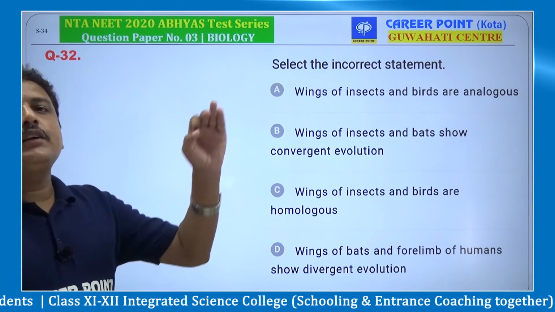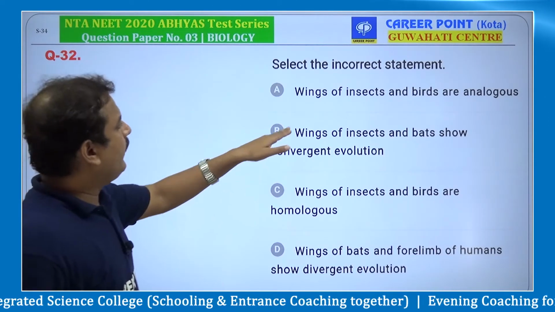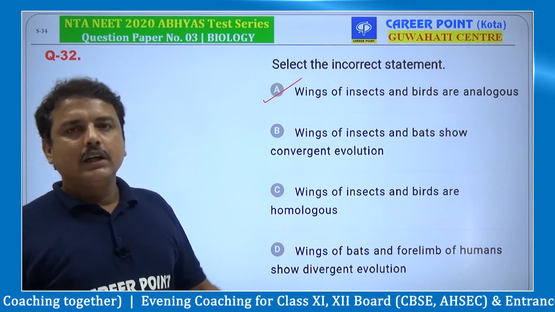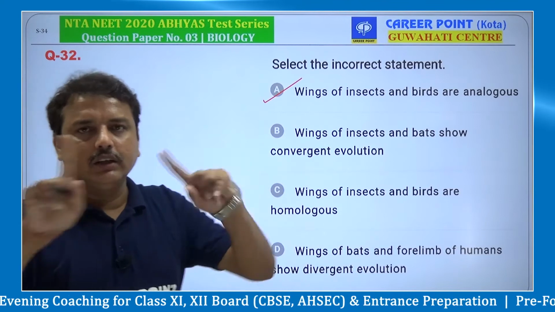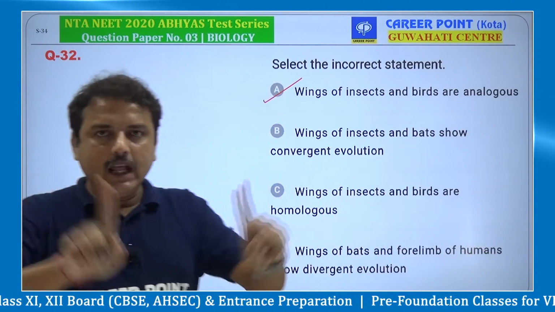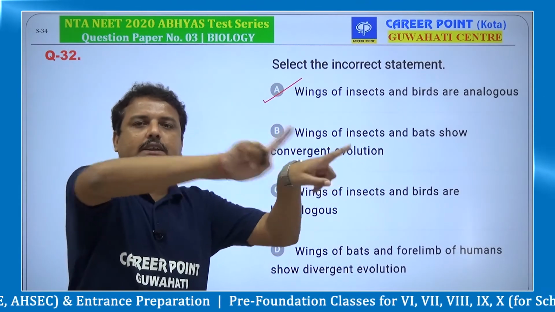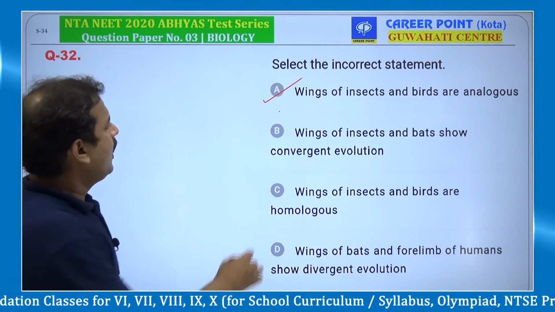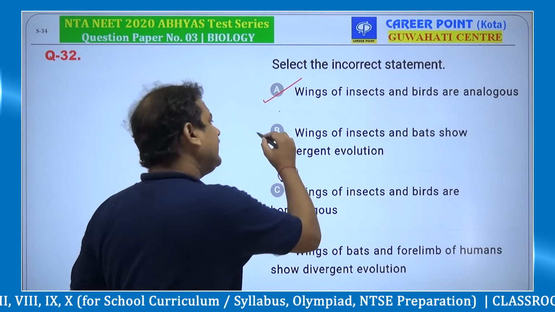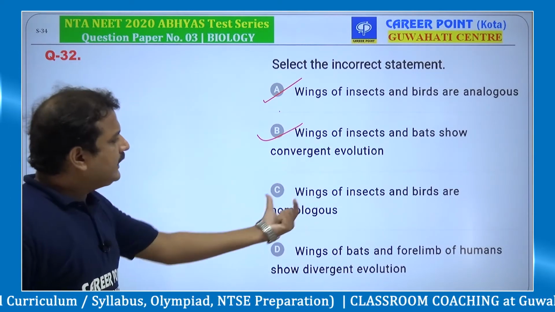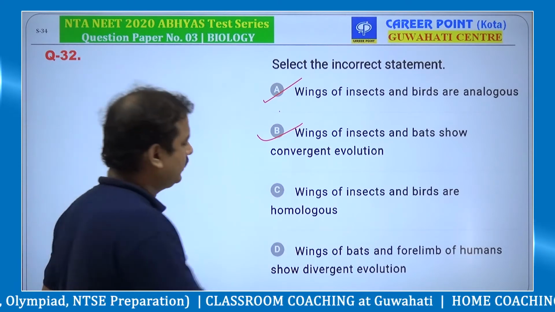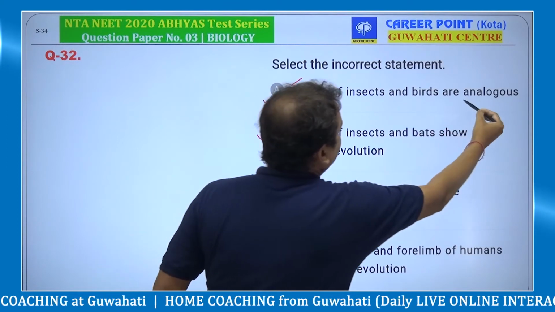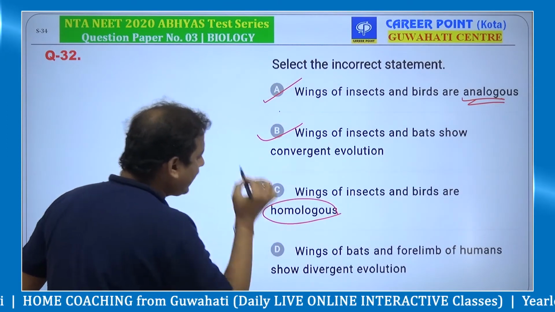Select the incorrect statement. Wings of insects and birds are analogous. Yes, it is correct. This is because different origin, same function. Convergent evolution, analogy. Analogy shows convergent evolution. Wings of insects and bats show convergent evolution. Yes, correct, right? Wings of insects and birds are homologous. No, wings of insects and birds are what? This should be analogous. So this is the incorrect statement.